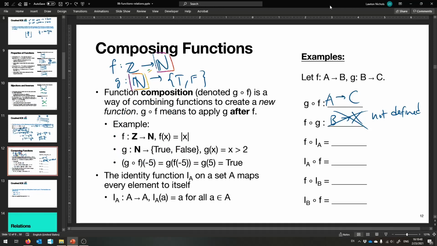I think I would like to stop now, and we're going to come back and talk about the identity function in the next lecture. Okay, and we'll do some examples with that. So the composition, just remember, it's not guaranteed to always exist. Okay, these need to match up, and if they don't, then we don't have a composition. Okay, so I'm going to see you in the next lecture, and then we will continue from here.